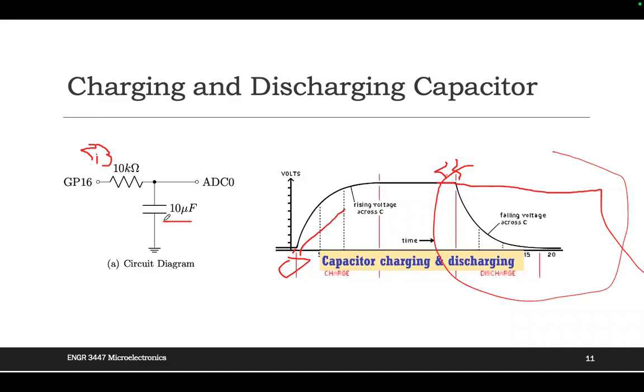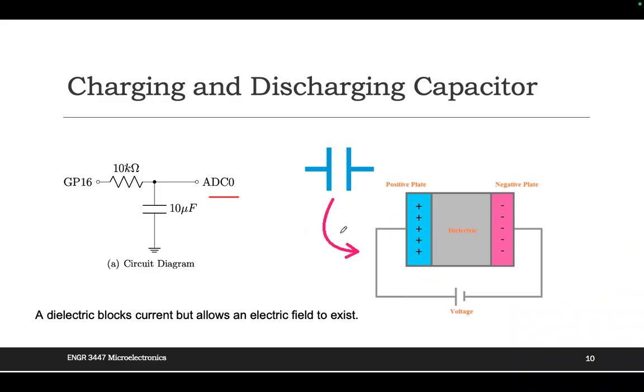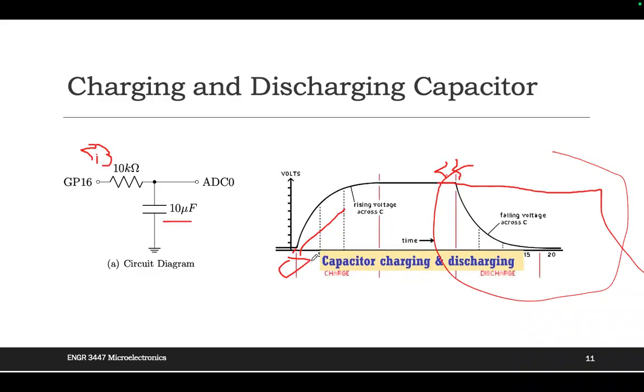Which means for this one, it's the same thing. Once it is charged, the voltage in the capacitor will change from 0 to full. Am I right? And after you set the GP16 to 0, it begins to discharge, from full to 0. Am I right? This is just our lab file. Actually, let's review it. This is the theory behind that.